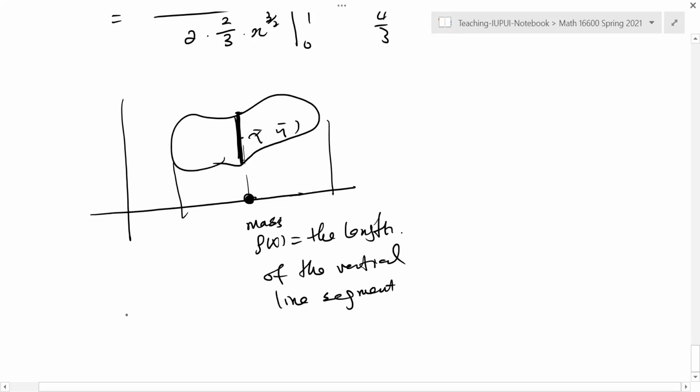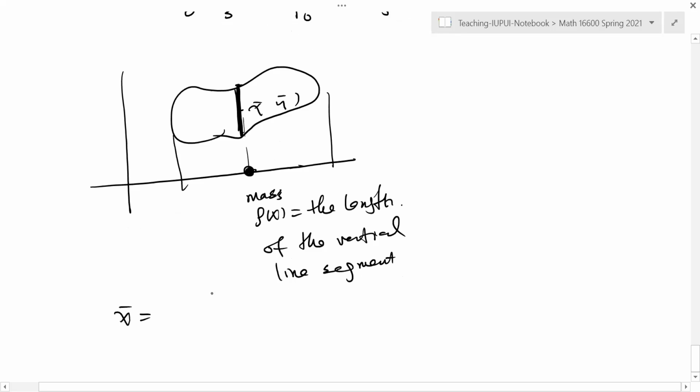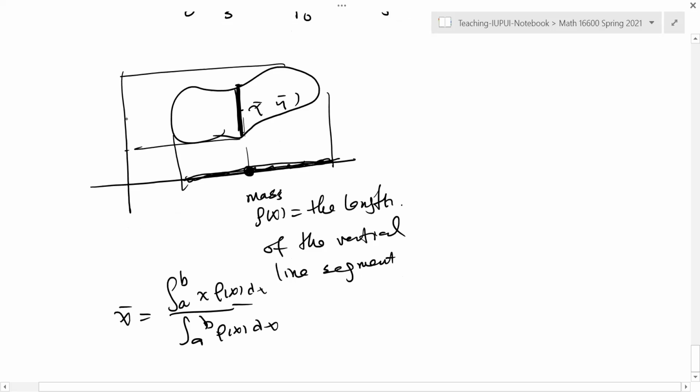Then x bar is just the centroid of the projection of this region. And this is how to calculate it, and that's the formula, remember. And then you do the same thing. You can project to here, that's from C to D, and at every point y you get a horizontal line.